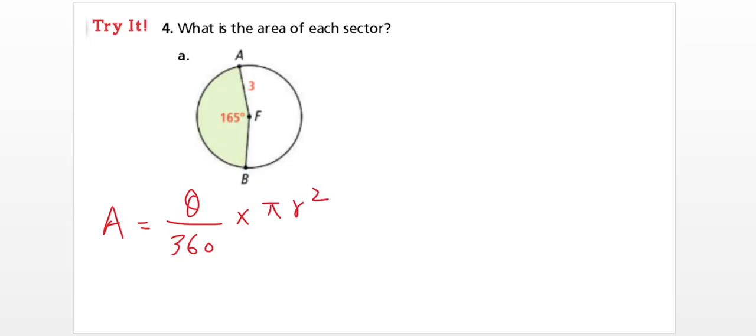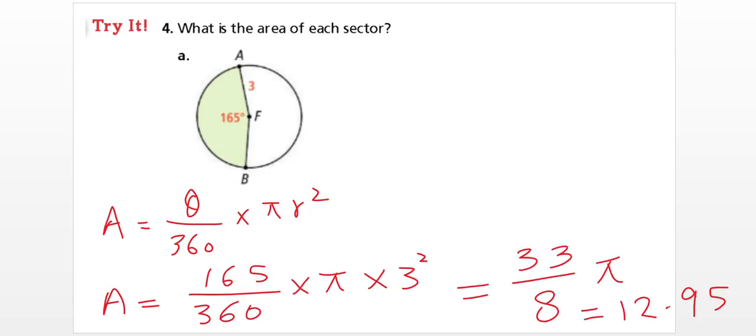Now better pause the video here and put the values into this formula. What is the value of theta? It's 165. So you will put 165 in place of theta, r will be replaced by 3, and then put all of it on the calculator to get the answer. Here is the answer. If you leave it in the form of pi, it will become 33 over 8 pi. If you change it into decimal, it will become 12.95.